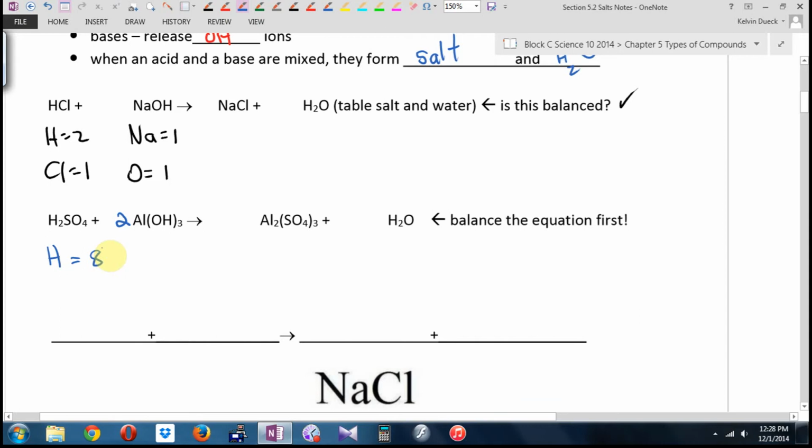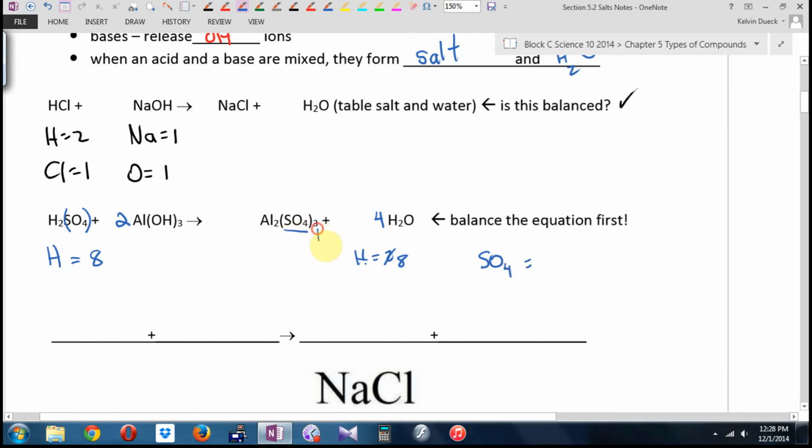How many H's do I have on the right? How many do I need? How can I fix that? Okay, so try putting a 4 there. That's going to give me that. Well, let's save the O's for last. Let's do the SO4. How many SO4? Oh, you know what? I probably should have done the SO4s before the H's. I should have waited. Because how many SO4s do I have on the right-hand side?